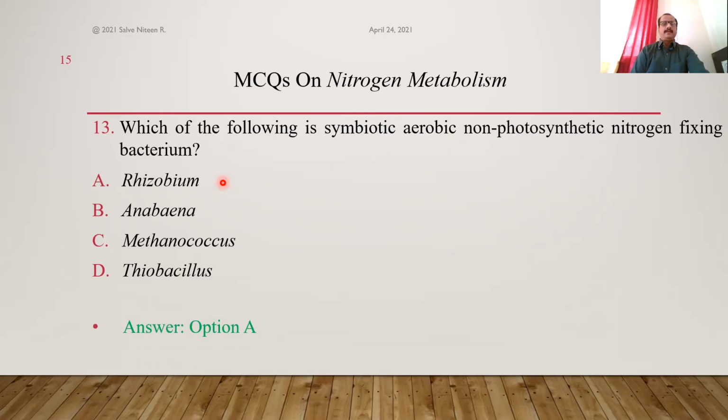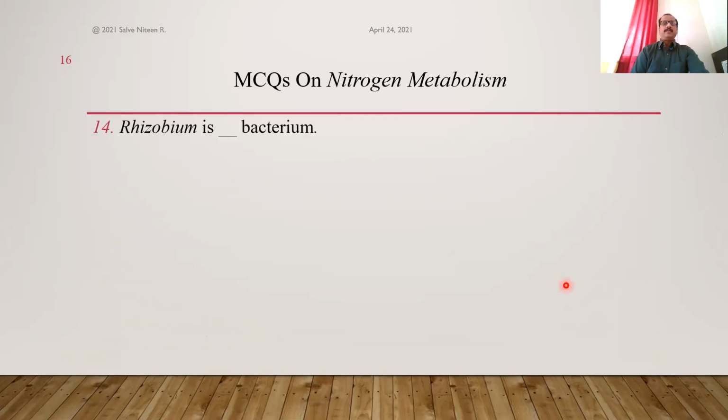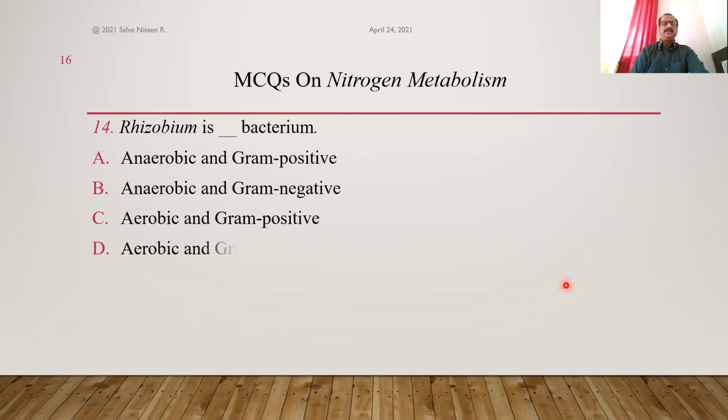Okay. Next one. Rhizobium is what type of bacterium? Yes, now we studied it is aerobic and it is a gram-negative type of bacterium. D is the answer.